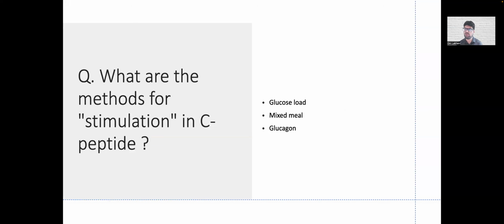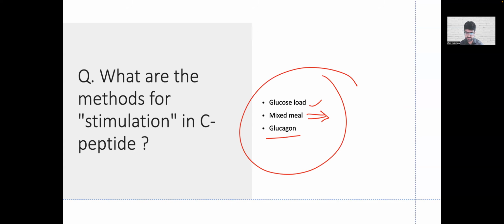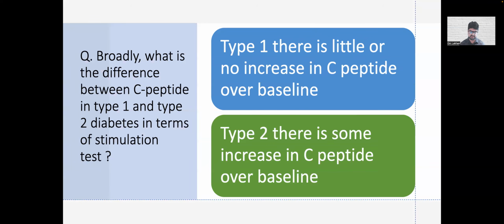Right. So how do you do the stimulation? Now the stimulation can be done using glucose load. So you can give 75 grams of glucose. But a better way is the mixed meal stimulation test, which I'll tell you the procedure. And another way, which is also standardized, is glucagon stimulated C-peptide, and I'll tell you the procedure for that as well. So these are the three ways in which you can do the stimulation test. Now, glucose load stimulation we do not do in clinical practice because it is often erroneous. So it is either a mixed meal stimulation or a glucagon stimulation.